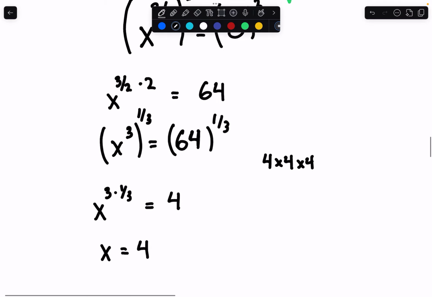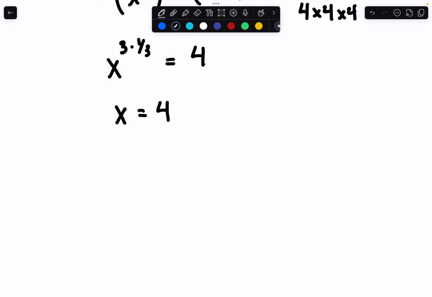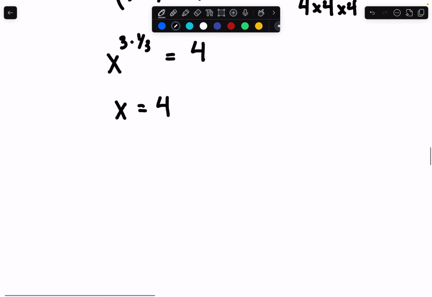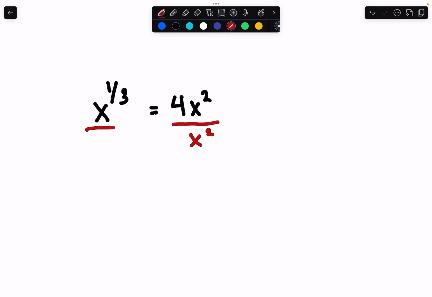So that's how we deal with it when the powers aren't just a square root, when you have a fractional power. This next problem we're going to deal with is a little bit tricky because we're not going to end up with a nice clean solution like we normally do. We've got x to the power of 1/3 is equal to 4x squared. So just like before, the first thing we want to do is get all the x's to one side. So I'm going to take both sides and divide it by x squared.